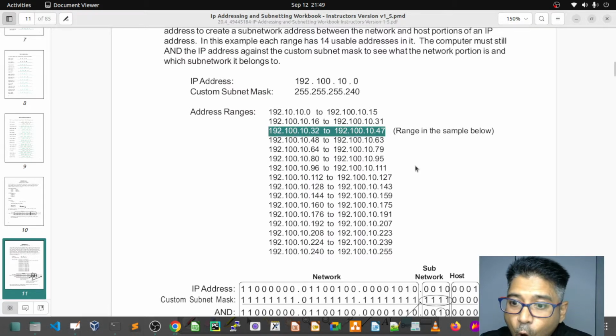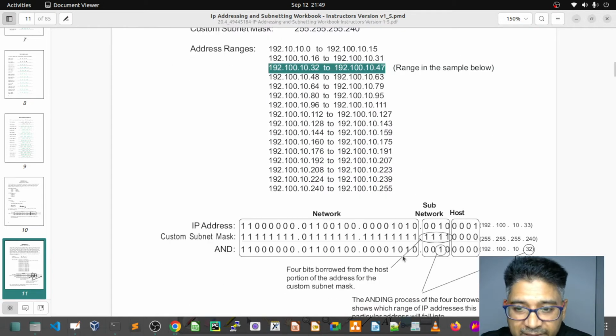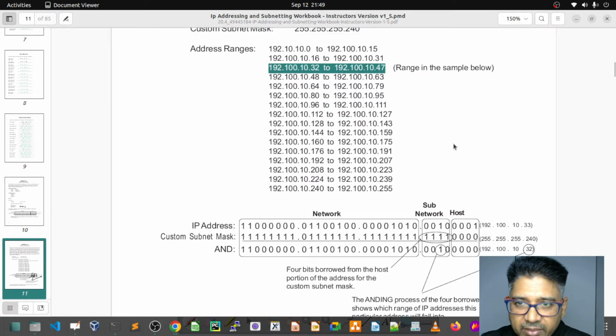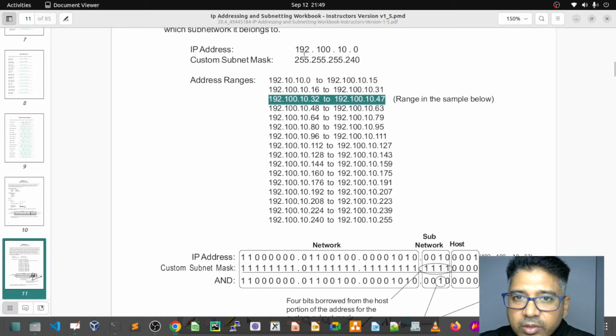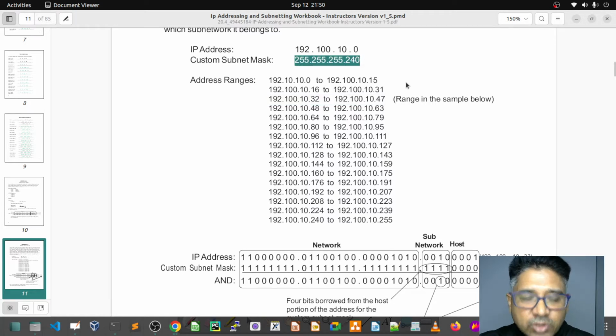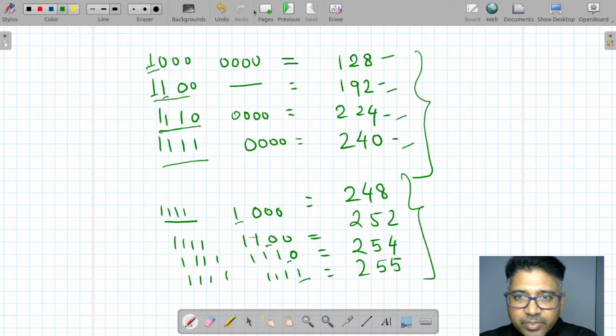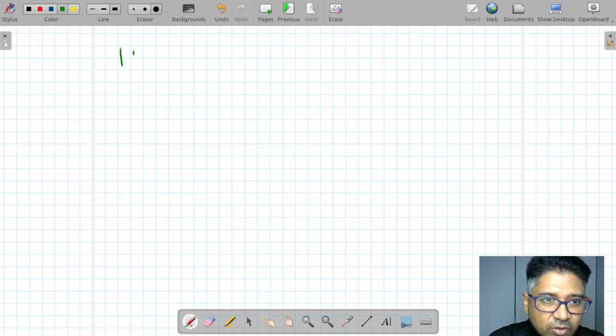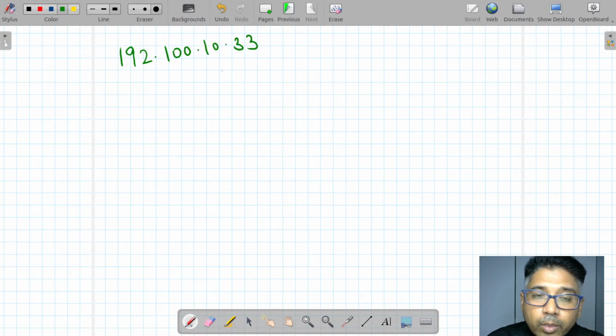Okay. So how do you get a shortcut for this? Here the method is given to you. I'm going to explain this method. Okay. So the IP is 192.100.10.0 and which subnet do we belong to? So what IP do we have? Let me go. So my IP in the question says 192.100.10.33. They are asking which subnet it belongs to.